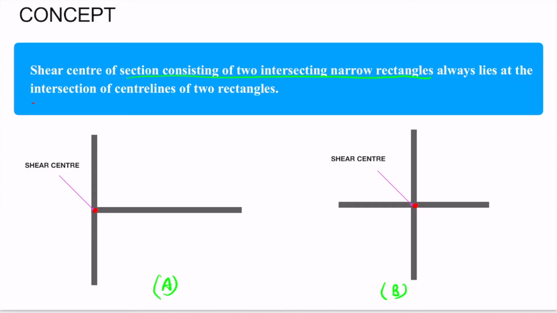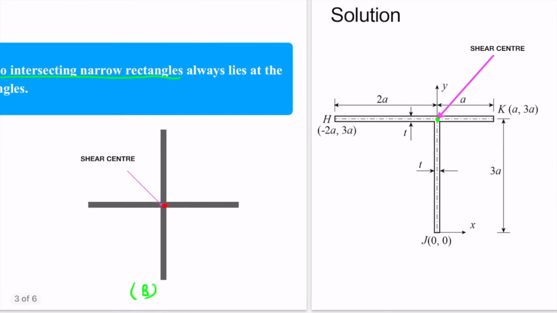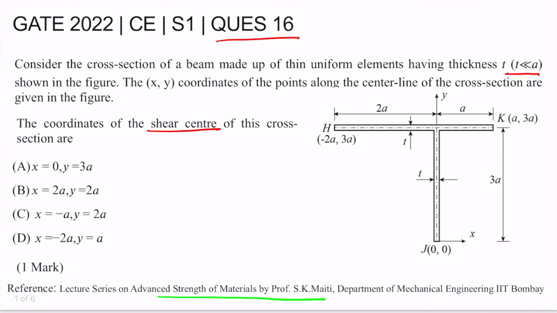After discussing these few points, let's move towards the solution of our problem. So in our problem also, there are two narrow rectangles which are intersecting at a point. So according to the fourth point, this will be the shear center for this cross section. The coordinates of this shear center we can easily find out. The coordinates of this point are 0 and 3a. So our final answer will be option number A, x is equal to 0 and y equal to 3a.